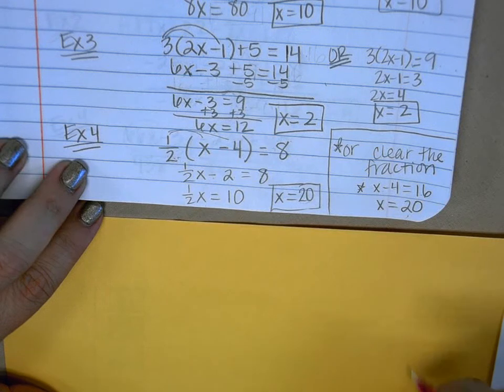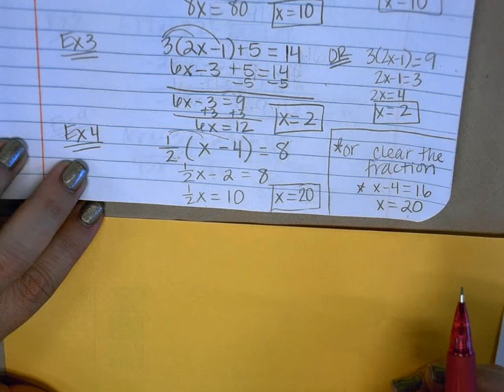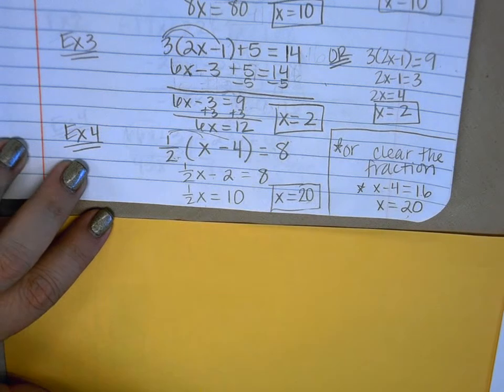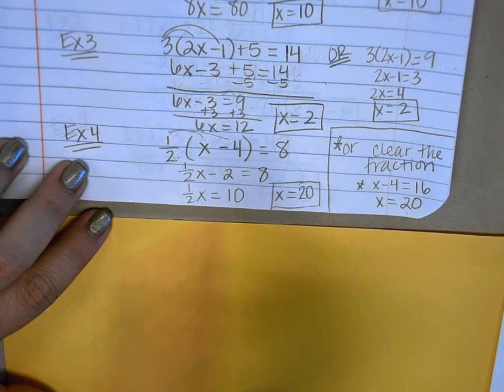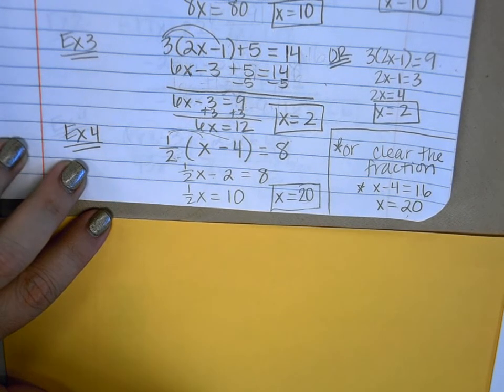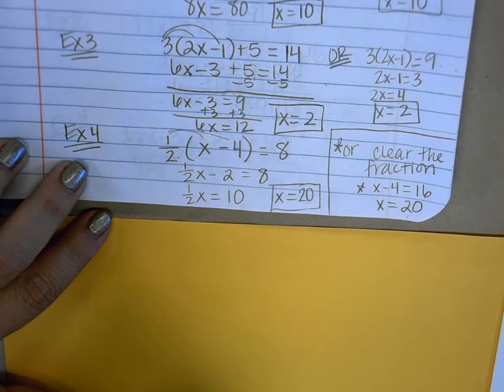Any questions on that one? What I did with the fraction? We're okay? Yeah? This one? 2 times 8. Cross multiply. Good question. It's basically the same as flipping it over. Multiply by the reciprocal.